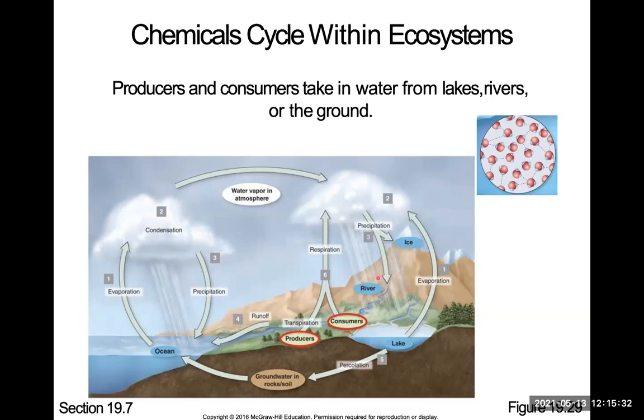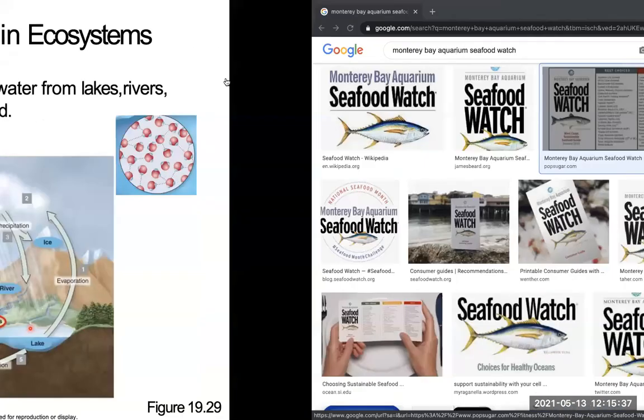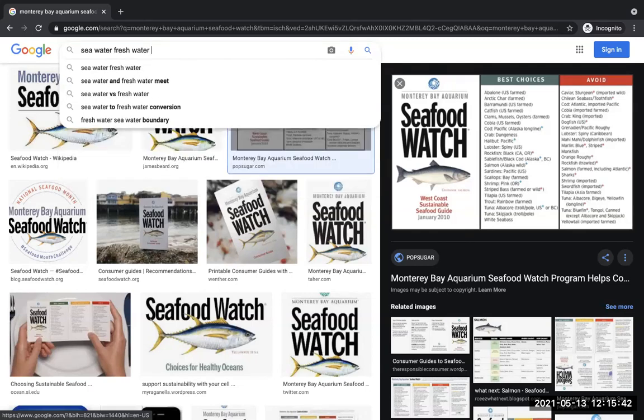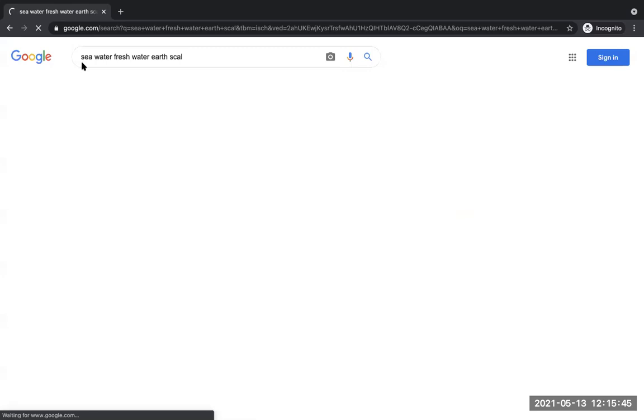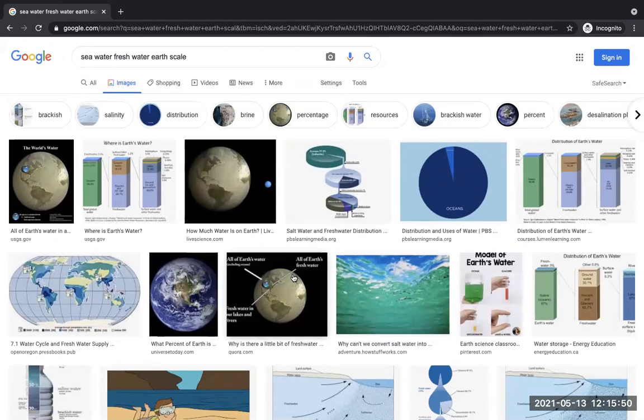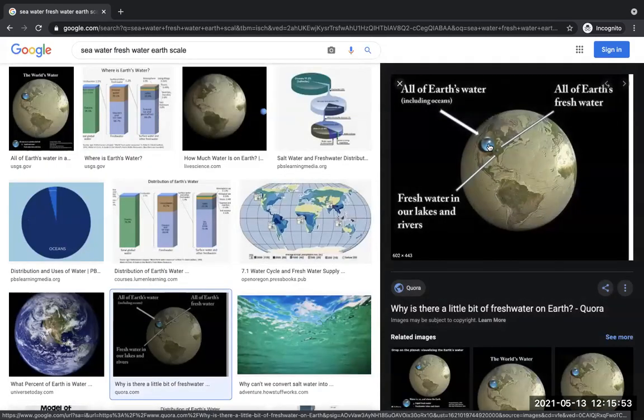If you take all the water that's in the ocean and all the fresh water and compare it to planet Earth, this is what it looks like. Here, they took all of Earth's water and balled it up. Look how much water there is compared to the planet Earth. The smaller marble is the fresh water, the water in our lakes and rivers.